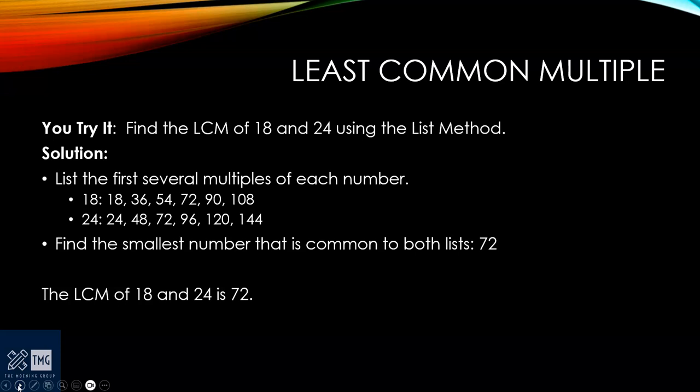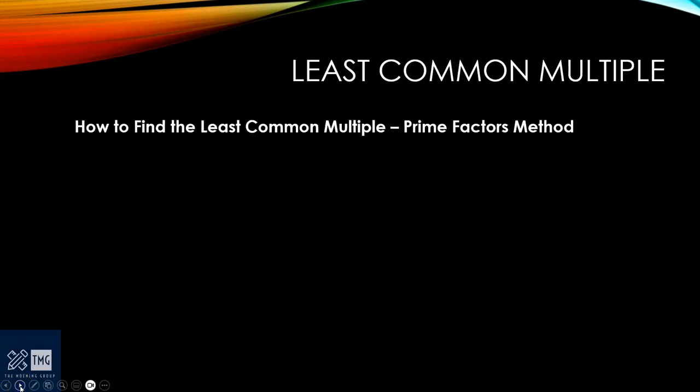Now, those numbers that we've dealt with so far, 15 and 20, 18 and 24, have been fairly small numbers, not too ugly. So those are decent ones to use the list method. But what happens when we get uglier, bigger numbers? Well, that's where the prime factors method comes in.